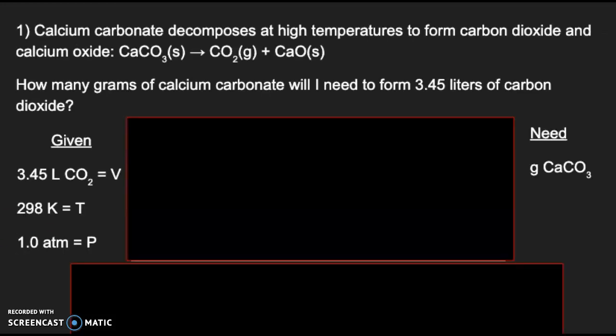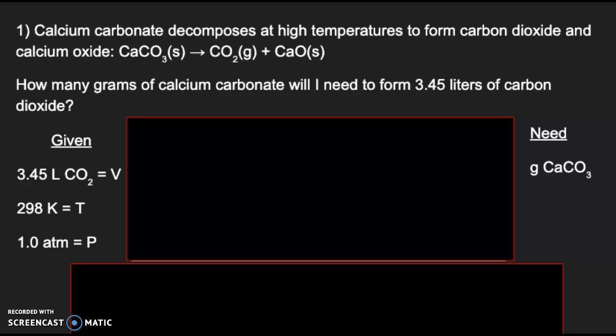So let's just dive into a sample problem. You've got one listed here. Calcium carbonate decomposes. That just means it breaks down at high temperatures to form CO2 and calcium oxide. And you see the equation written there. It's balanced, so we can dive in. How many grams of calcium carbonate will I need to form 3.45 liters of carbon dioxide?